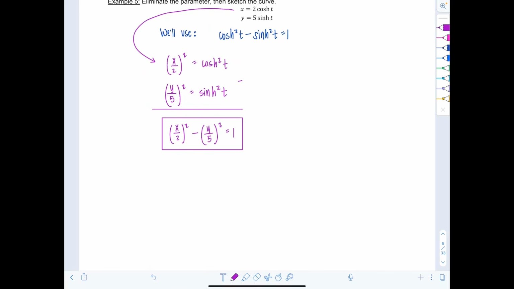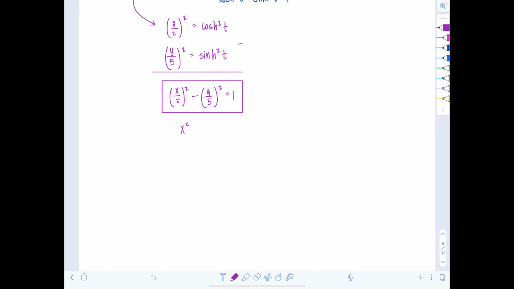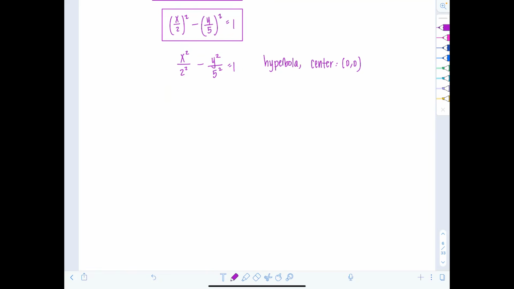Oh my goodness. Maybe if I rewrote it as x squared over 2 squared minus y squared over 5 squared equals 1. That probably didn't do anything for you. This is a hyperbola. Okay, the center is at 0, 0. And we're not going to find the foci or anything like that, but I'll just draw quickly the asymptotes. I know it's opening along the x-axis, right? Because x squared is positive here.